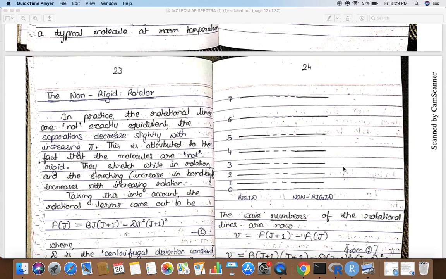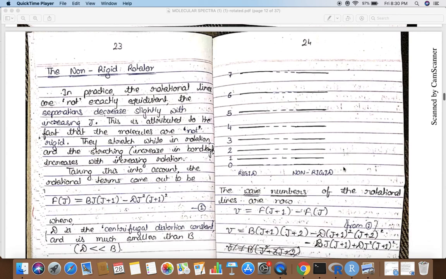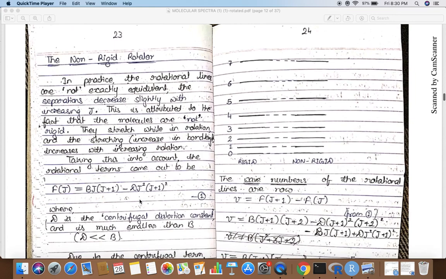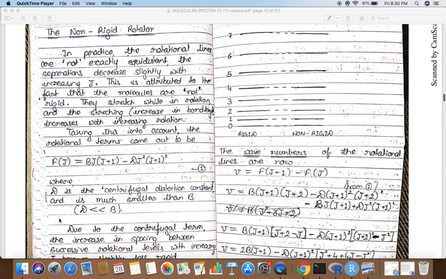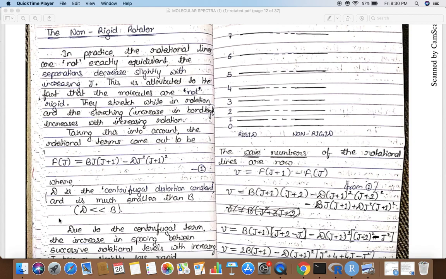The non-rigid rotators, because the atoms in this molecule are vibrating at their respective places, so there is bond stretching and shrinking. So we cannot consider it as an absolutely rigid rotator. So it was estimated that there are some modifications in the rotational energy levels. Rather than F(J) equal to BJ(J+1), you have another constant D, where this D is called the centrifugal distortion constant, and it is much smaller than B.